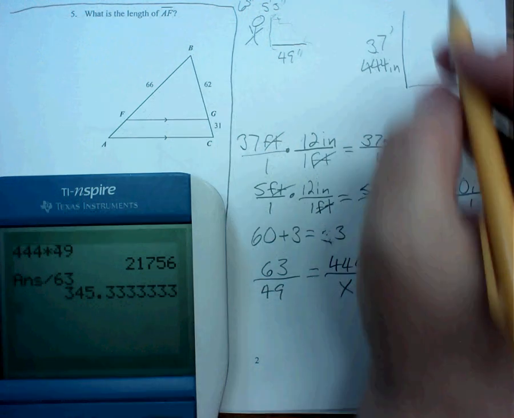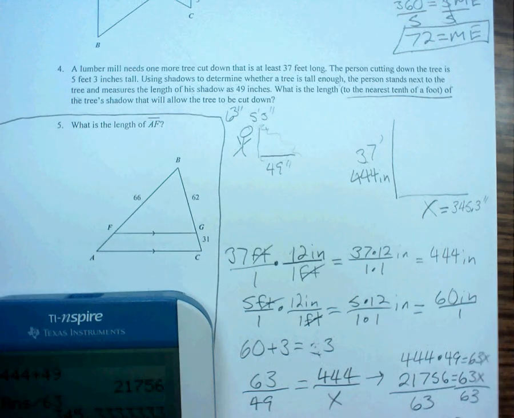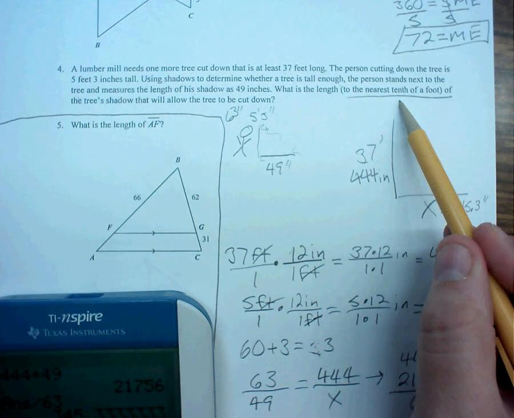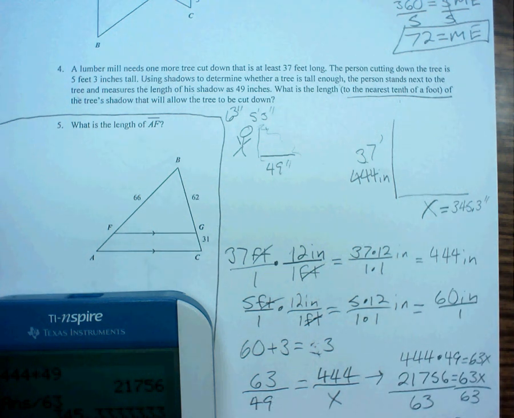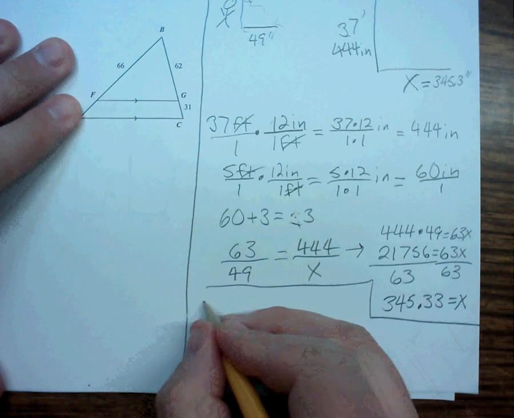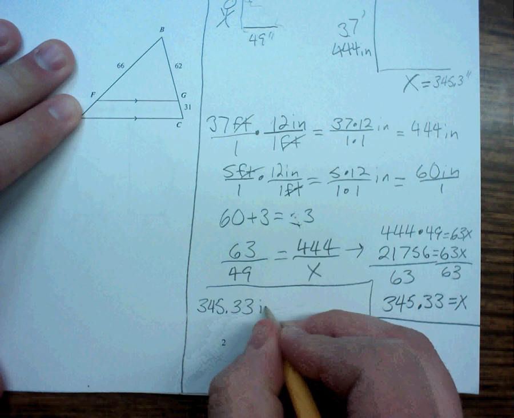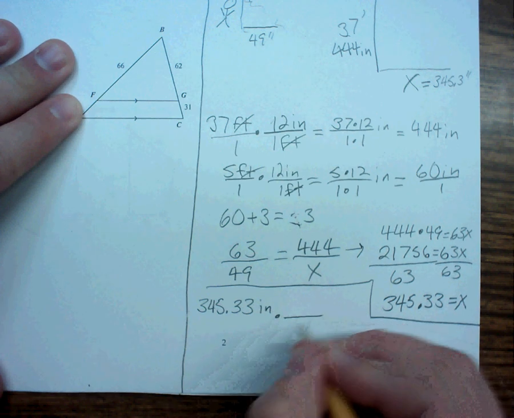But we're asked to round to the nearest foot. That's what the question asks. It says round to the nearest 1/10 of a foot. So I've got to convert this now back to feet. Oh, when will this end? So I'm going to slide this down, and I'm going to write it right here. I need 345.33 inches times the conversion factor.